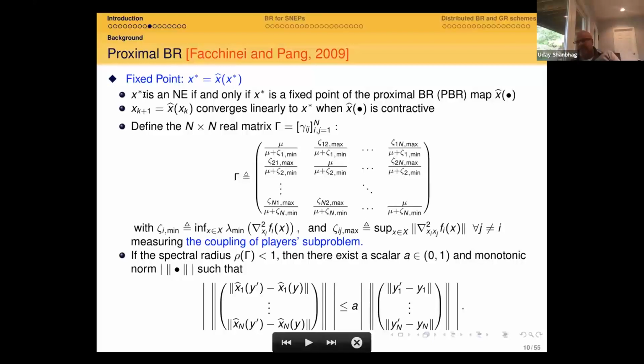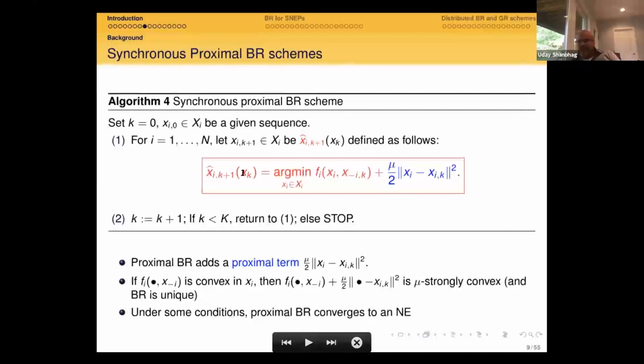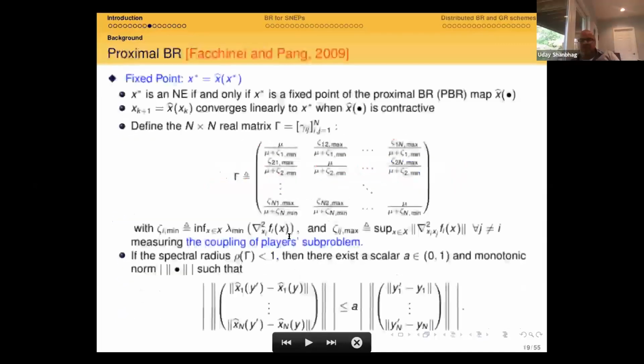Again, x star is a Nash equilibrium if and only if x star is a fixed point of the proximal best response map. Again, what is the proximal best response map? It takes the previous belief of strategies and computes the argmin for each player, and that essentially captures the x hat of x_k.